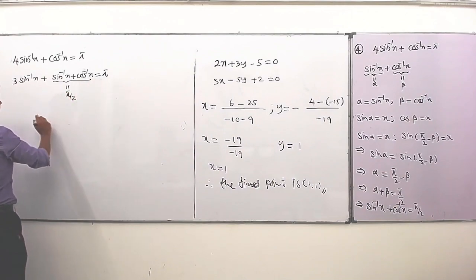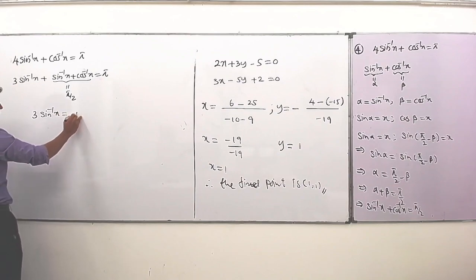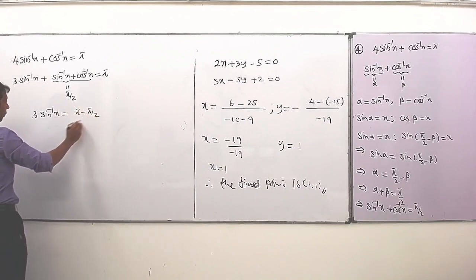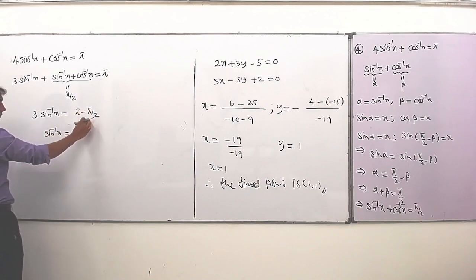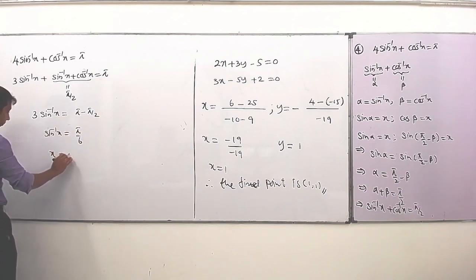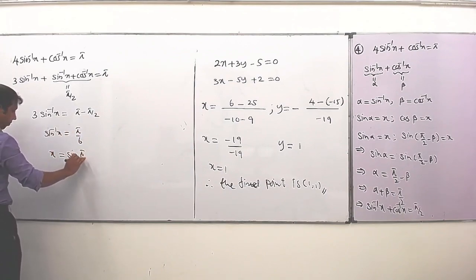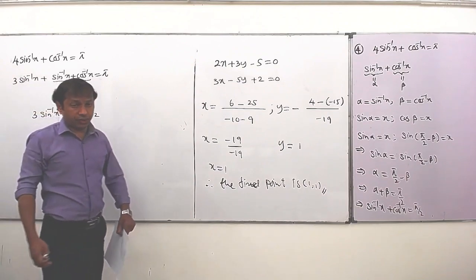Take it to the right hand side: pi minus pi by 2. Subject sine inverse x. Pi minus pi by 2 is pi by 2. Divide by 3, pi by 6. Take the sine inverse to the right hand side: sine pi by 6. Sine pi by 6 is sine 30. Sine 30 is half. X equals half coming like that.